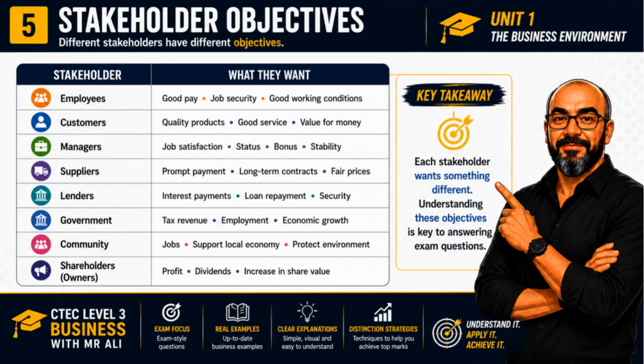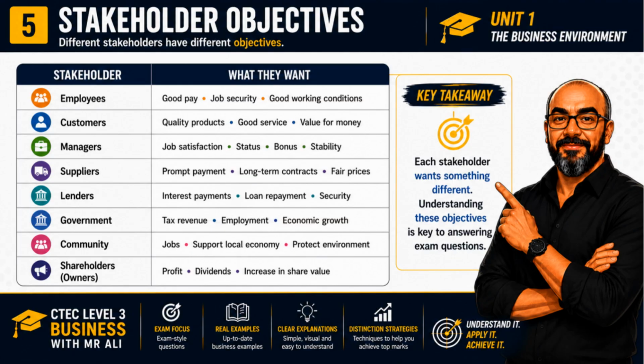Employees want good jobs, they want job security, they want good pay, they want good working conditions, to have a safe place of work. Customers, quality products, good service, value for money. Managers, job satisfaction, status, bonus, stability. Suppliers want prompt payment for delivering the items to you. They want to achieve long-term contracts, long-term relationships, and fair prices for what they're giving you.